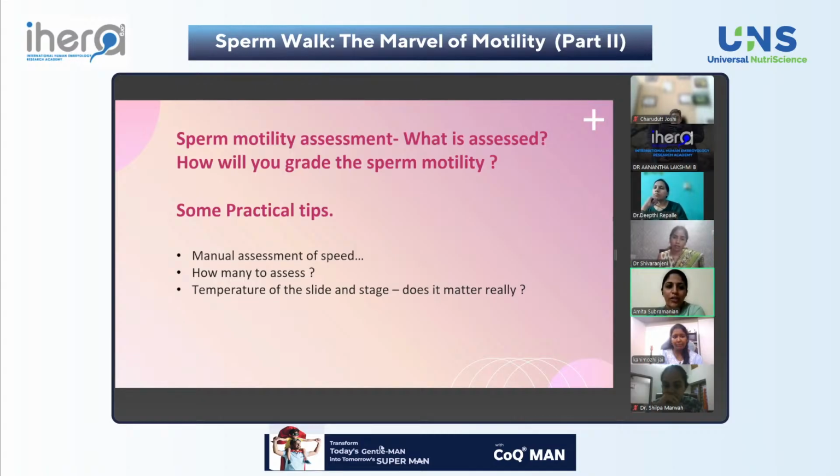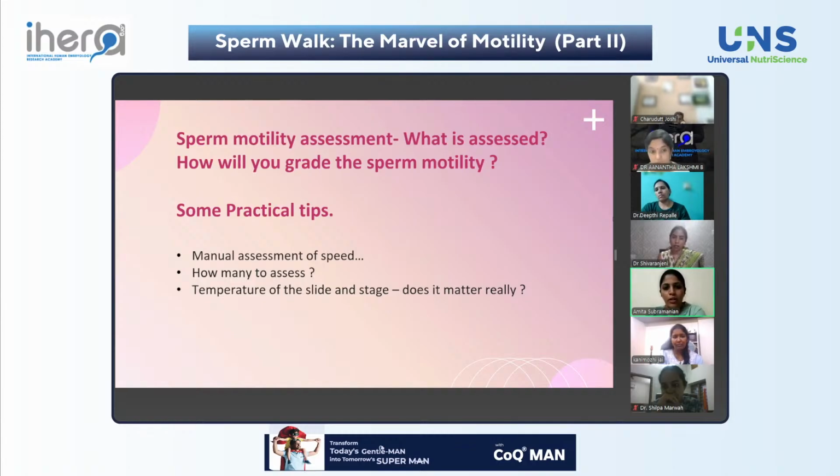So how do you train your juniors when they are trying to learn semen analysis? Because sperm motility is something that is very difficult to start initially. Concentration, you can do it quite easily with the Makler, but when you're doing it in a wet slide, it is a bit tricky for people who are going to start doing it.